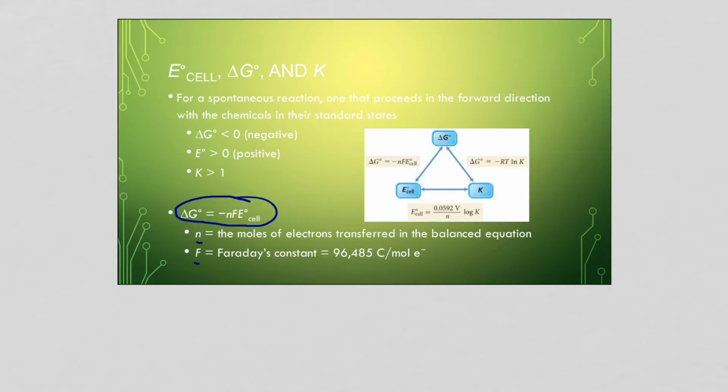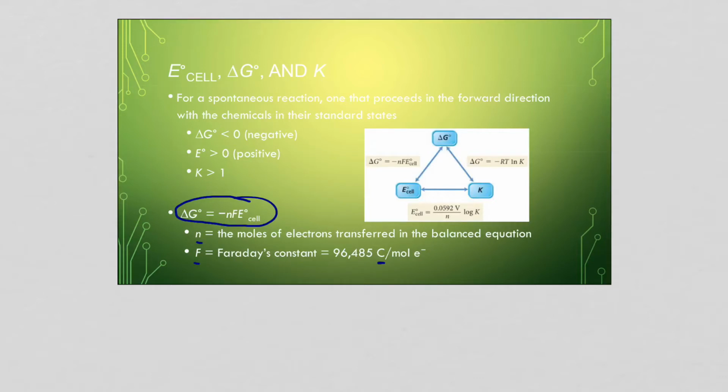So 96,485 coulombs. Remember, coulombs is a unit of charge, per mole of electrons. So 96,485 coulombs per mole of electrons. Now, so we have our equation. How can we connect this equation in the bigger sense? So we have a way to relate free energy and cell potential. Now, what about the equilibrium constant?